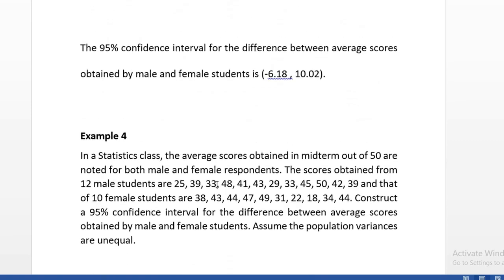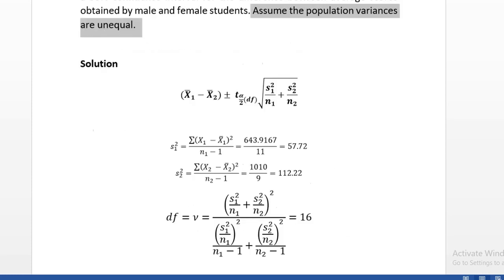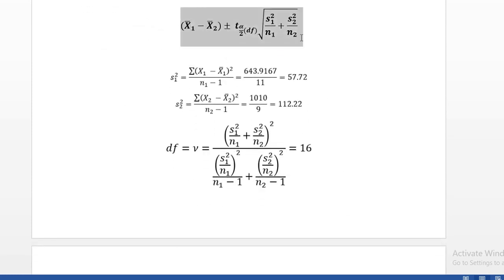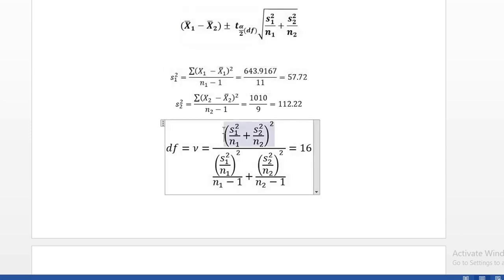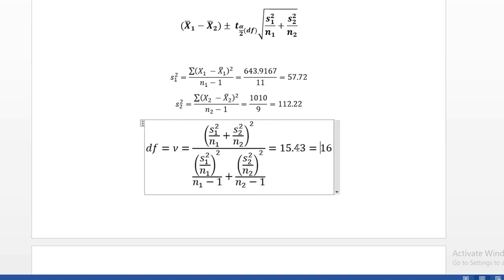Coming to my example number 4, I have taken the same example as the previous one, but with the difference of assumption of unequal variances. So what's the difference? Just paste this formula and calculate variances from the sum of squares of deviations, and place the formula for the degrees of freedom. Might be possible your answer will be a fraction or decimal, so just approximate it to the nearest whole number. It means, for example, if your answer is 15.43, then just approximate it to the whole number 16, because degrees of freedom cannot be in points.